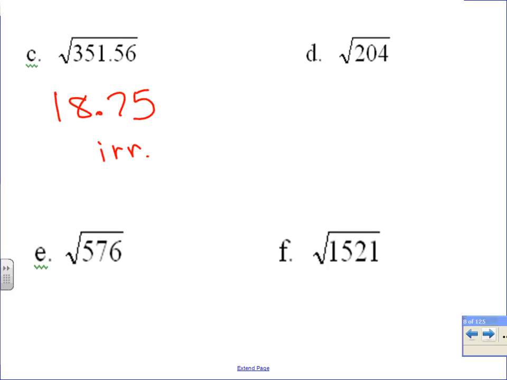Some of you already did this, but go ahead and finish letters D through H. If you already finished, that's fine, just wait patiently. After you take the square root, if it's a perfect square, write down perfect square, and then either rational or irrational. I'll give you a couple minutes.